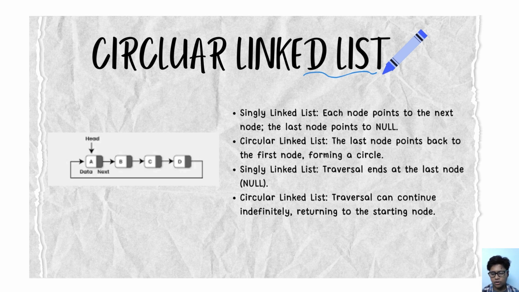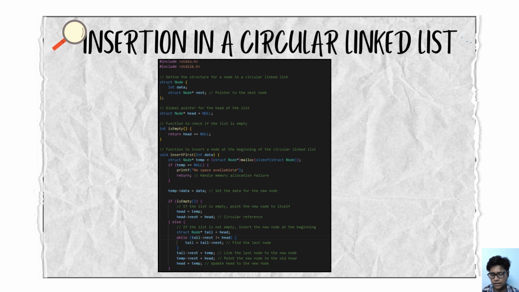Now let's understand how we can insert a node in a circular linked list. As you all can see in the following code, the code begins by defining a node structure which includes an integer data and a pointer next to the next node in the sequence. We maintain a global pointer for the head of the list. The isEmpty function checks whether the list is empty or not.